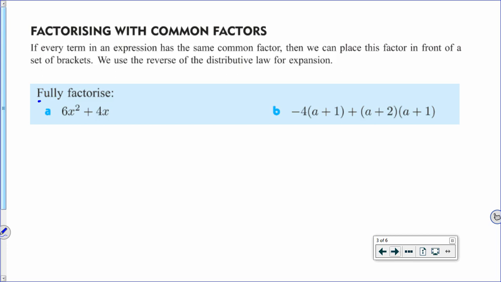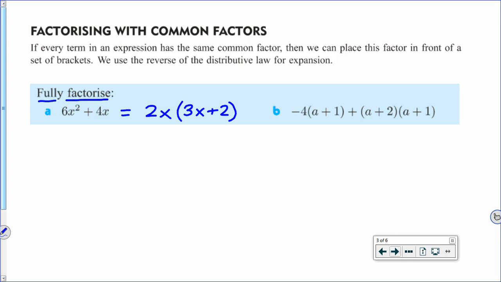Instructions here say to fully factorize. So I'm looking at, let's say in part A here, both terms and seeing not only can I divide them both by a 2, but I can also take an x out of each term. And that would leave us with a 3x in the first term and a plus 2 in the second term.